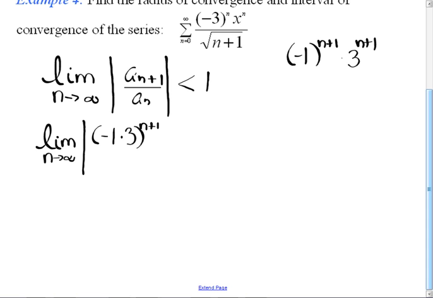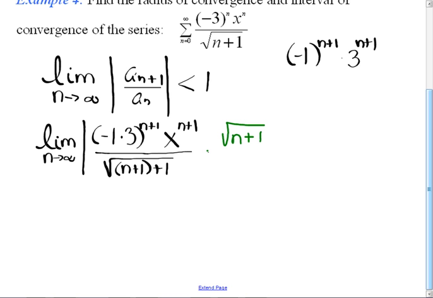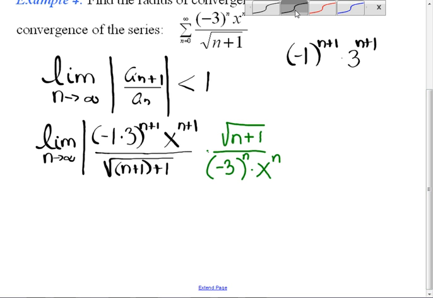Negative 3 to the n plus 1 is negative 1 times 3, and you can distribute that exponent across multiplication, not across addition. Then this is x to the n plus 1 all over the square root of n plus 1 plus 1, times the reciprocal of that, which is the square root of n plus 1 over negative 3 to the n. You're going to have to rewrite that, and x to the n is less than 1. So try it.